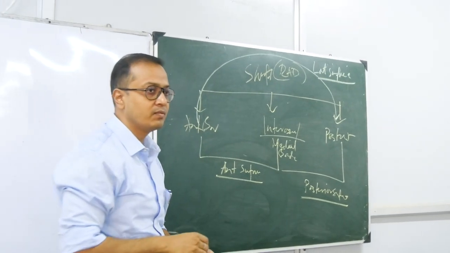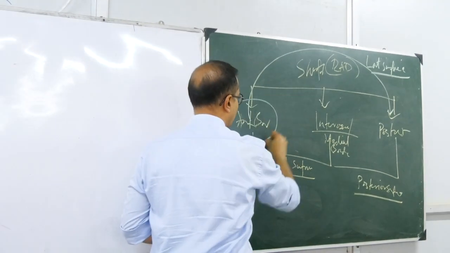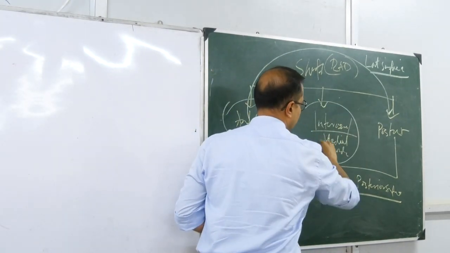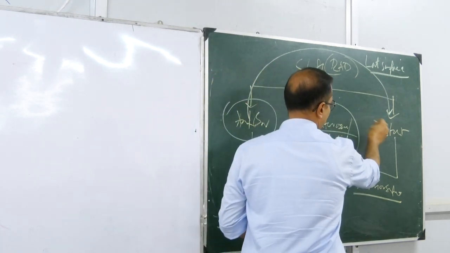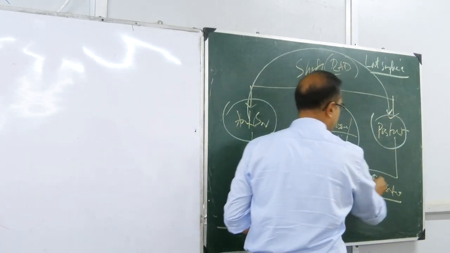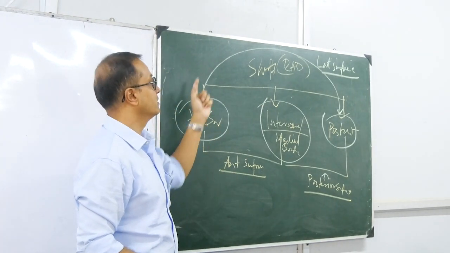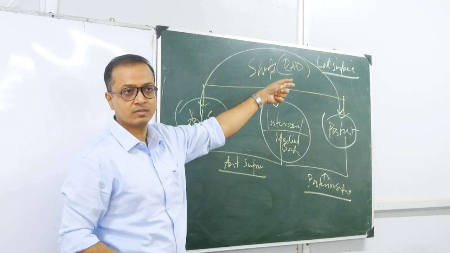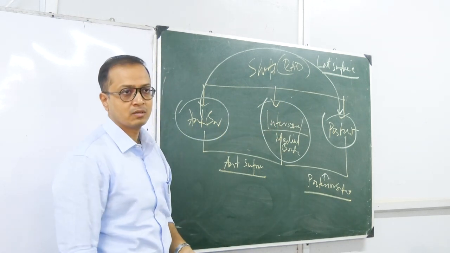So these are the three surfaces which are present between the borders. Between the anterior border and interosseous border, we have the anterior surface. Between the posterior border and the interosseous border, we have the posterior surface. Between the posterior border and anterior border, lying in between, is the lateral surface. These are the three basic surfaces present along these borders. Alright.